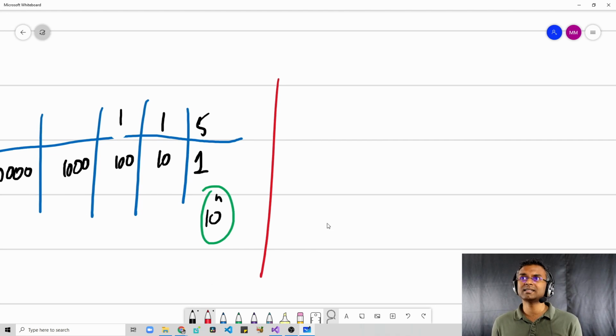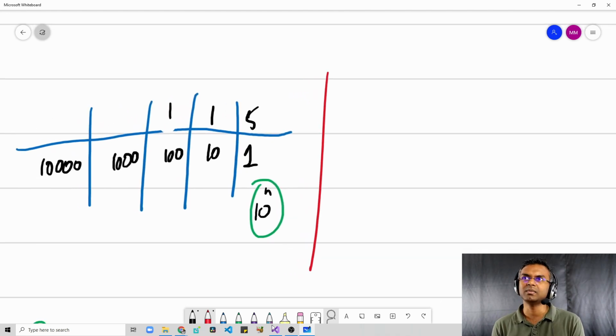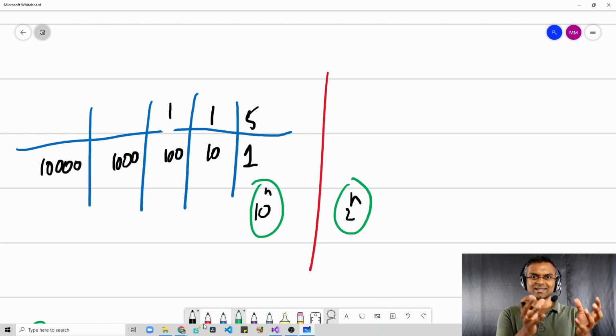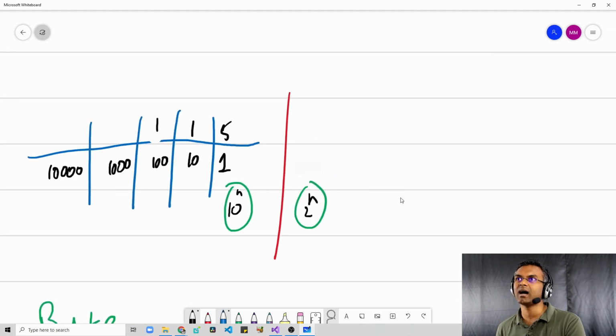The binary number system is very similar to the decimal, but the key difference is that instead of using 10 to the power of n, we use 2 to the power of n, because binary means 2 digits, right? 0 and 1. Now, 2 to the power of n. Using this, we can quickly tabulate the places that are available for us.